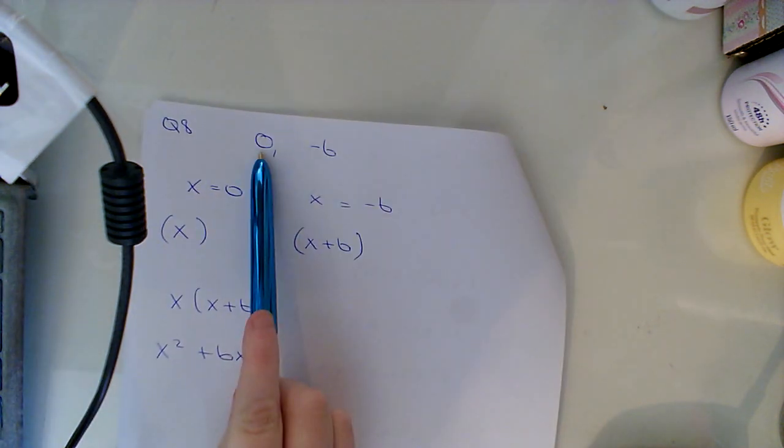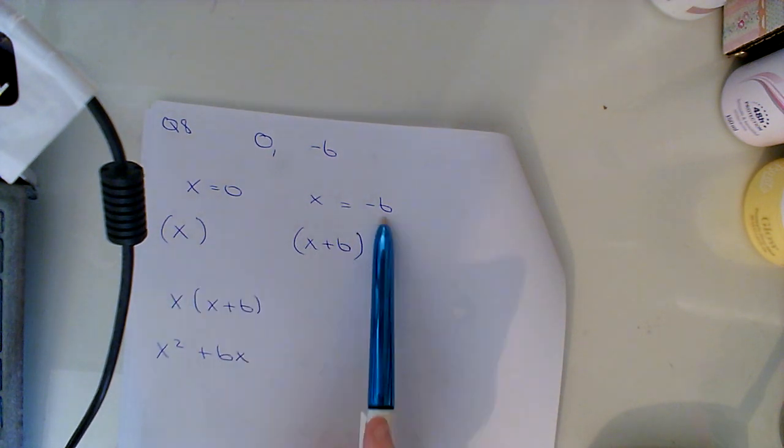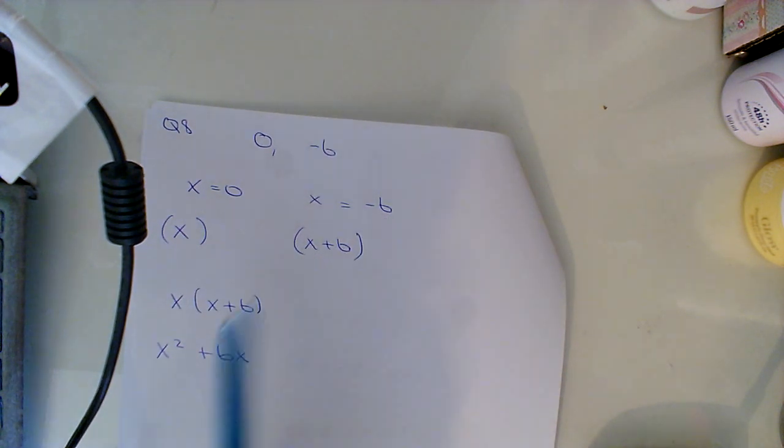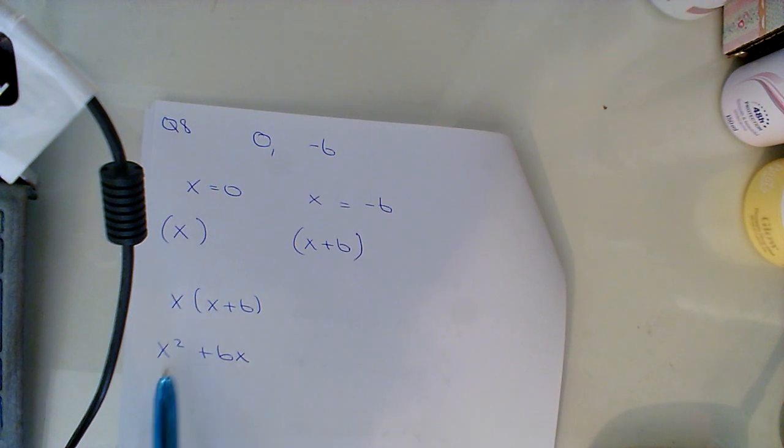Now I have x is equal to 0, x is equal to minus 6, so I just have x, and here I have x plus 6. So then I multiply them together, so I have x times x is x squared, x times 6 is 6x.